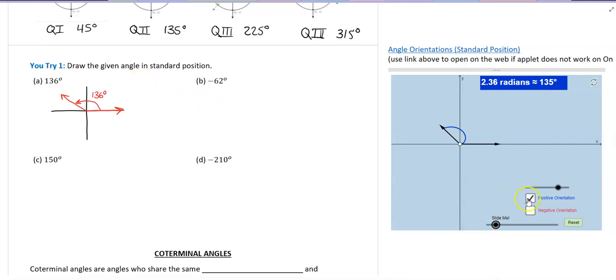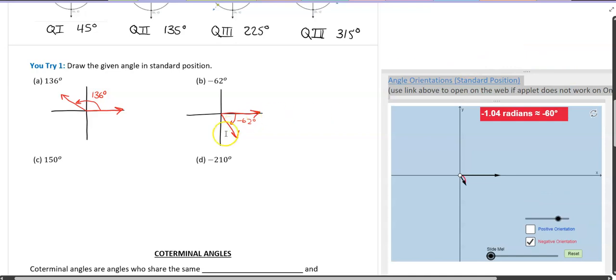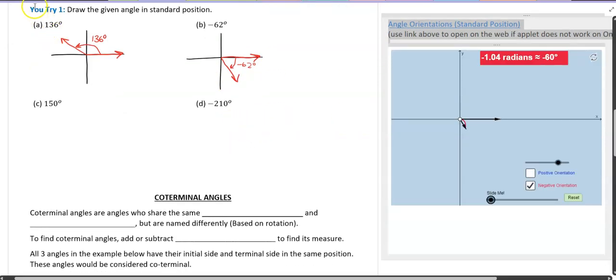The next one is going to be negative 62. So we're going to need to switch to a negative orientation. Let's go ahead and move it negative 60 right there, about 62. So when I go ahead and draw this, again, we'll draw our blank coordinate plane. We use the red, a different color. That's probably going to be a good idea. So it looks to be maybe about that. And that's going to be negative 62 degrees. So go ahead and pause this video at this point, and I would like you to try letters C and D. Feel free again to use this drawing or this applet on the right to help you if you're struggling with what the angle should look like.